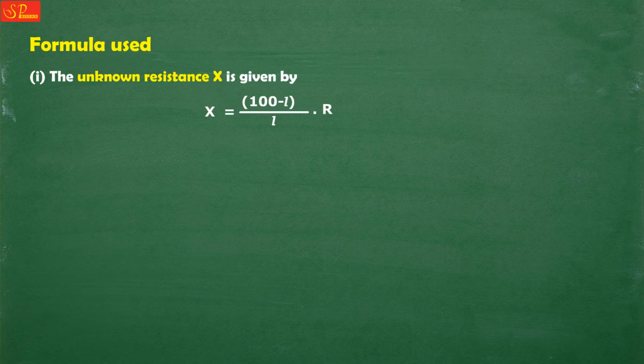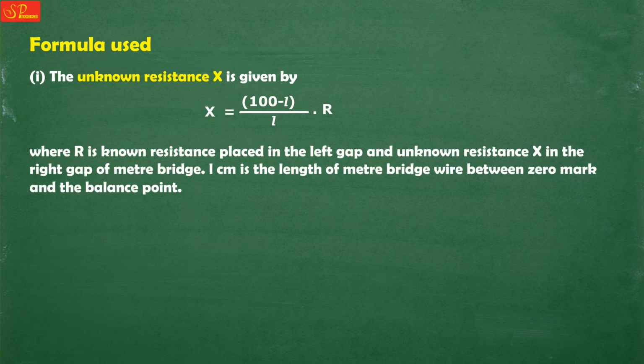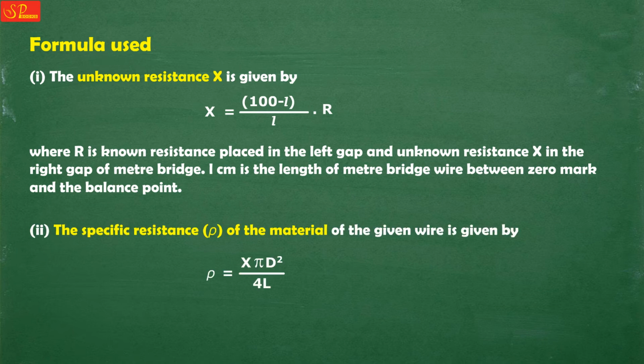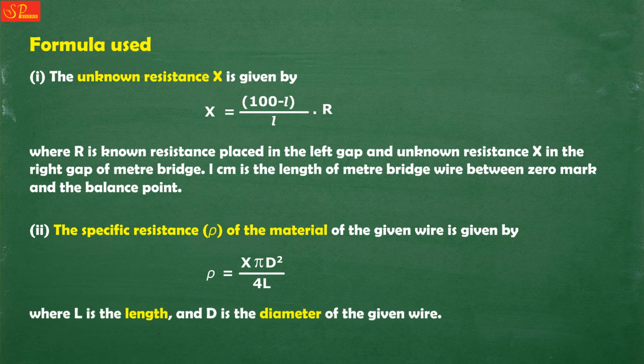Circuit diagram. Formula used. The unknown resistance X is given by X equals (100 minus L) by L times R, where R is the known resistance placed in the left gap and the unknown resistance X in the right gap of the meter bridge. L centimeter is the length of meter bridge wire between the 0 mark and the balance point. The specific resistance rho of the material of the given wire is given by rho equals X pi d square by 4L, where L is the length and D is the diameter of the given wire.